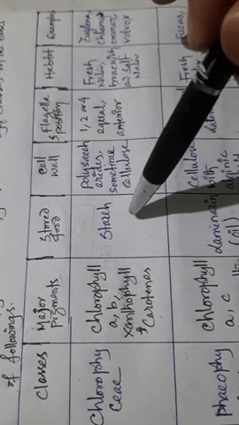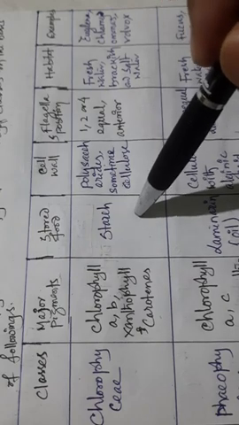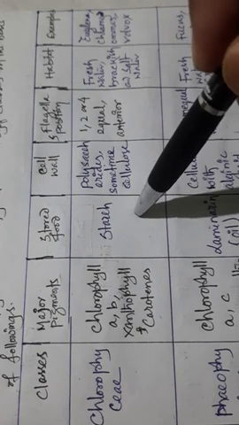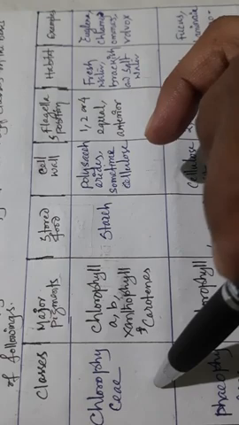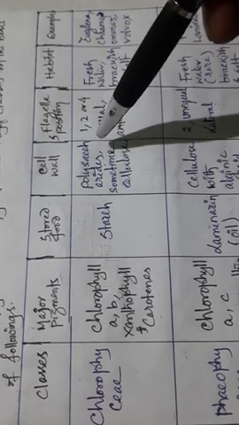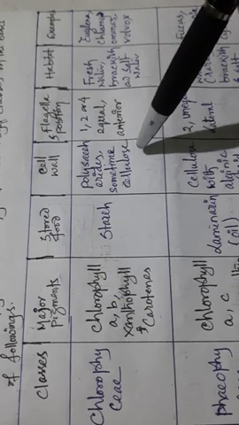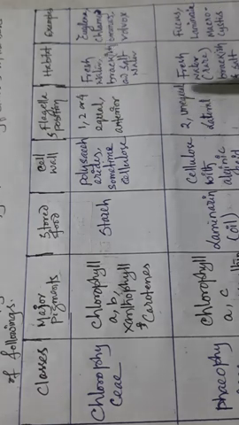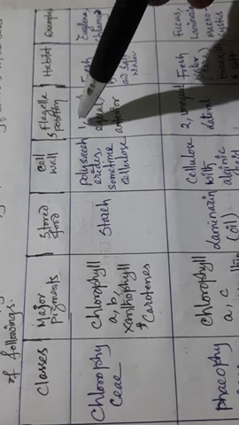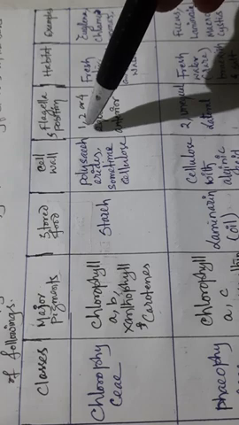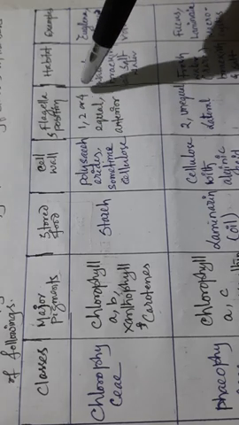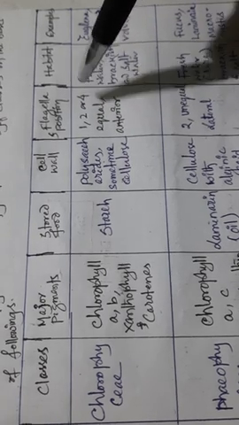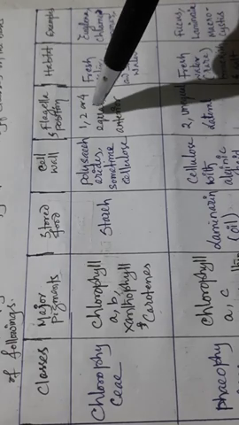Coming to the storage food material, starch is the major storage food material in Chlorophyceae. The cell wall mostly contains polysaccharides, sometimes cellulose. Then the number and position of flagella: it may contain one flagellum, or two, or sometimes four, and they are of equal sizes.